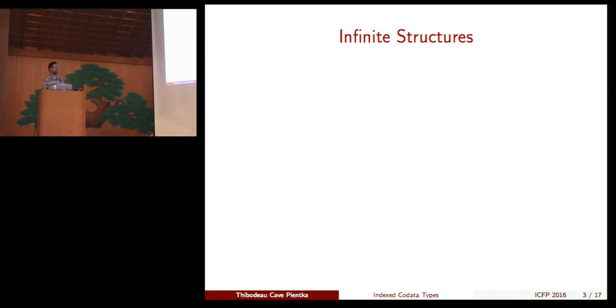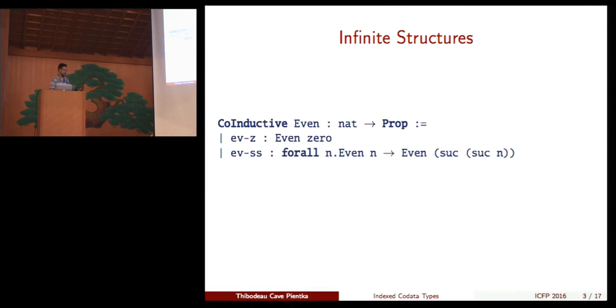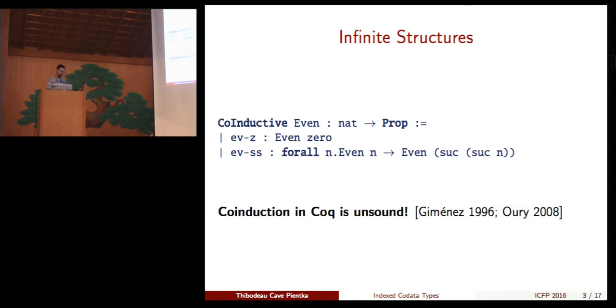Well, if you're a Coq programmer, defining even co-inductively is easy. You just say CoInductive, and then you magically have what you wanted. But the thing is that co-induction in Coq is unsound. It breaks subject reduction. So it tells us that something's not quite right with that picture. So the question is, how do we do co-induction in a sound way?